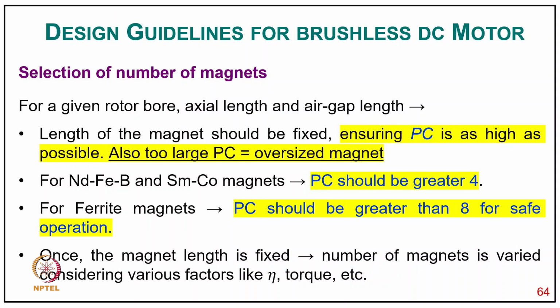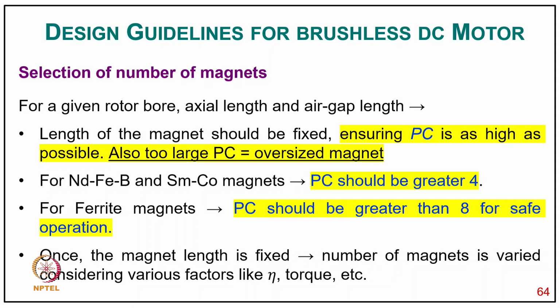Now coming to selection of magnets. For a given rotor bore, axial length and air gap length, the length of the magnet should be fixed, ensuring PC is as high as possible, and also too large a PC gives an oversized magnet. For NdFeB and samarium cobalt magnets PC should be greater than 4, and for ferrite magnets PC should be greater than typically 8 for the same operation. Once the magnet length is fixed, the number of magnets is varied considering various factors like efficiency, torque, cost, etc.